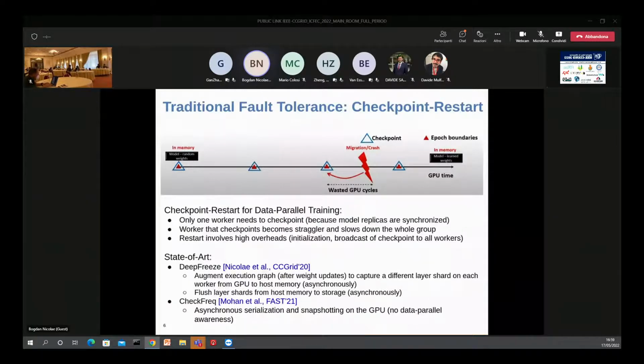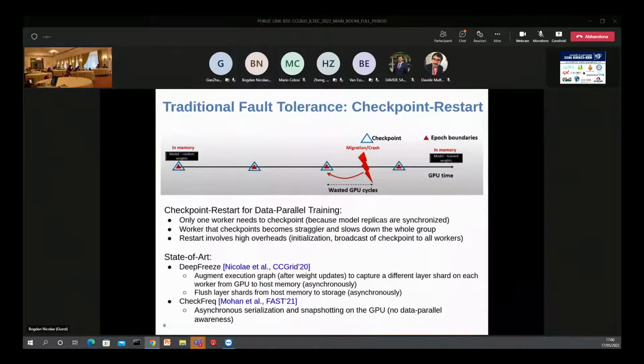I could mention as state-of-the-art our own previous work and other techniques from last year, CheckFreq, that introduces asynchronous serialization and snapshotting on the GPUs. Our own work was based on the idea of augmenting the execution graph to capture different layer shards and then flush them to stable storage.